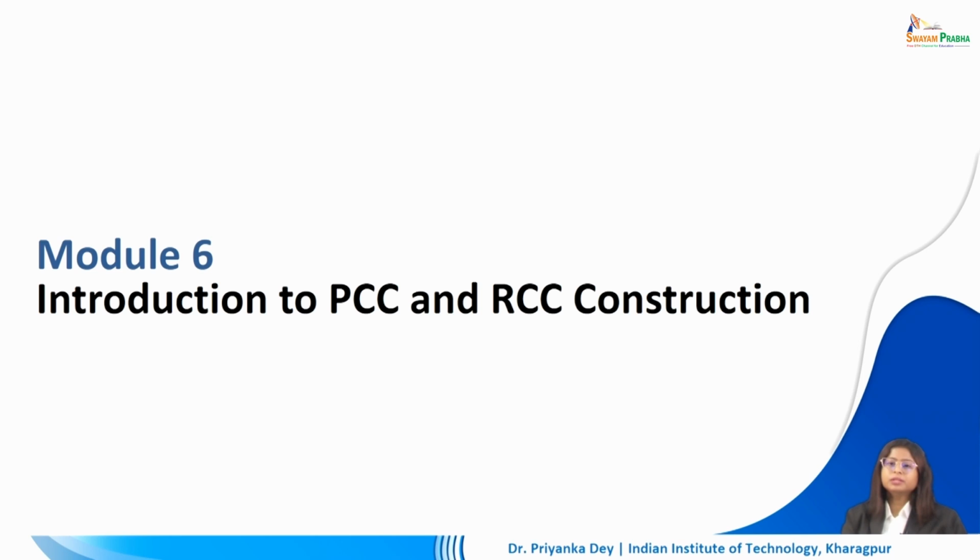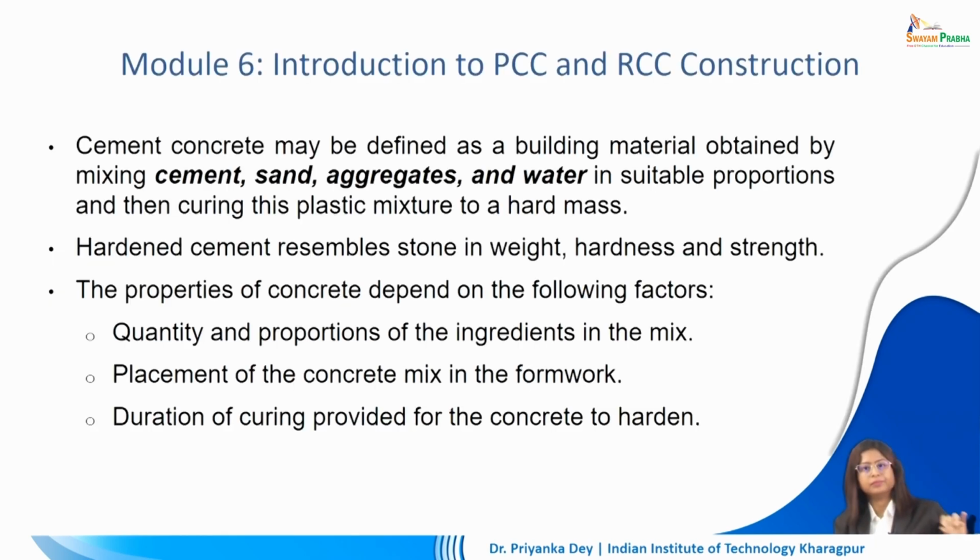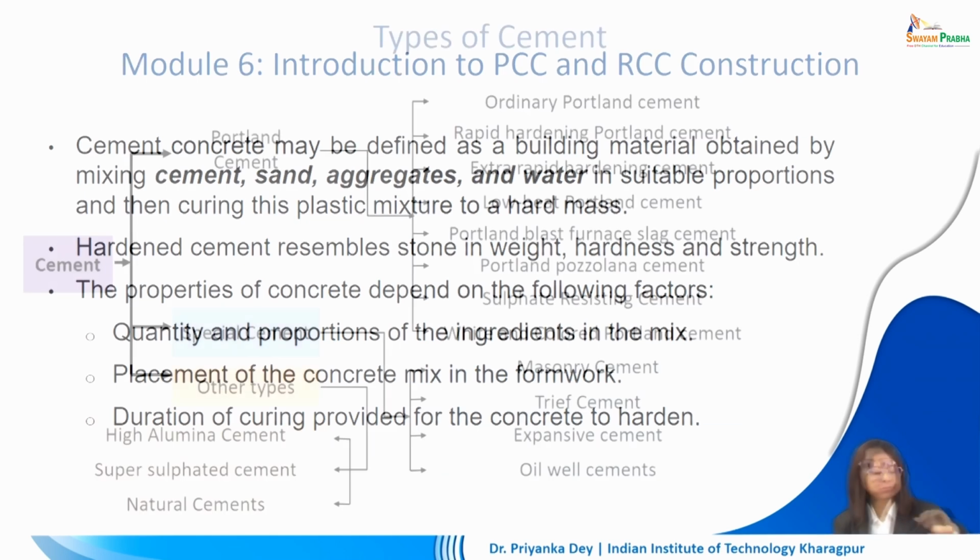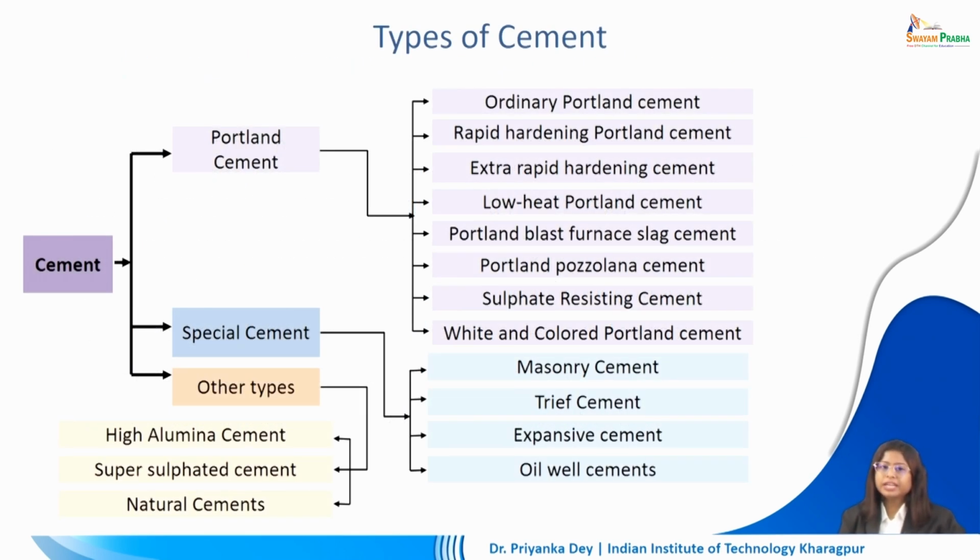The next module is on PCC and RCC. First, let's take a look at PCC. Now, cement concrete is essentially obtained by mixing cement, sand, aggregates and water in a proper proportion, and then it is cured to form a hard mass. Now, we can create it by using different types of cement. Cement can be Portland cement, which is the most popular type.